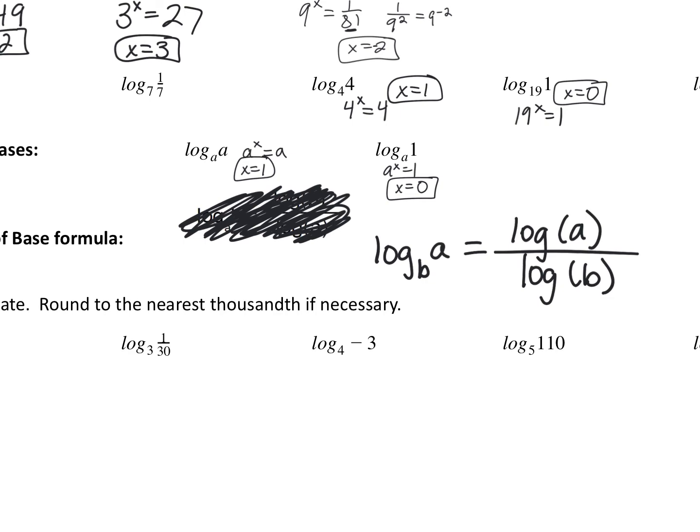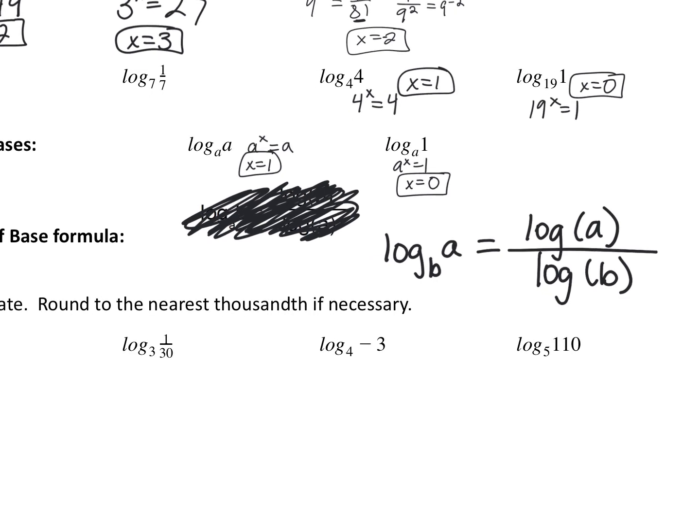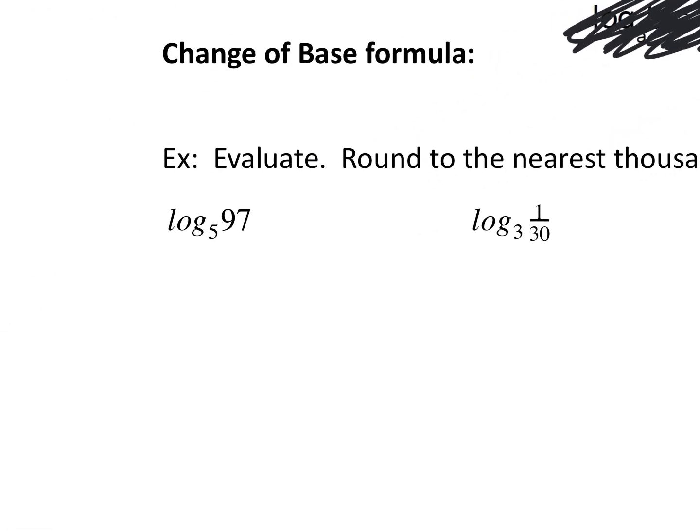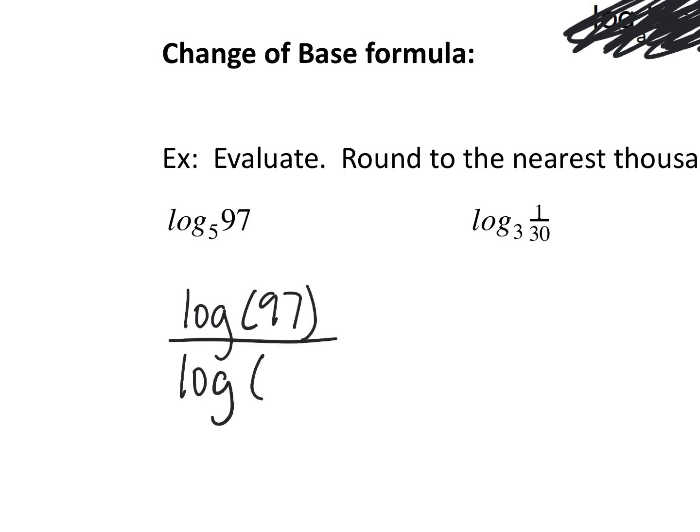Cool. So you're saying to me right now that if I go to a problem like this, what is a for this first problem? Log base 5 of 97. Which one's the 97? Thank you, Sean. Divided by log of b, which is 5. Okay, cool. My calculator will do this for me.